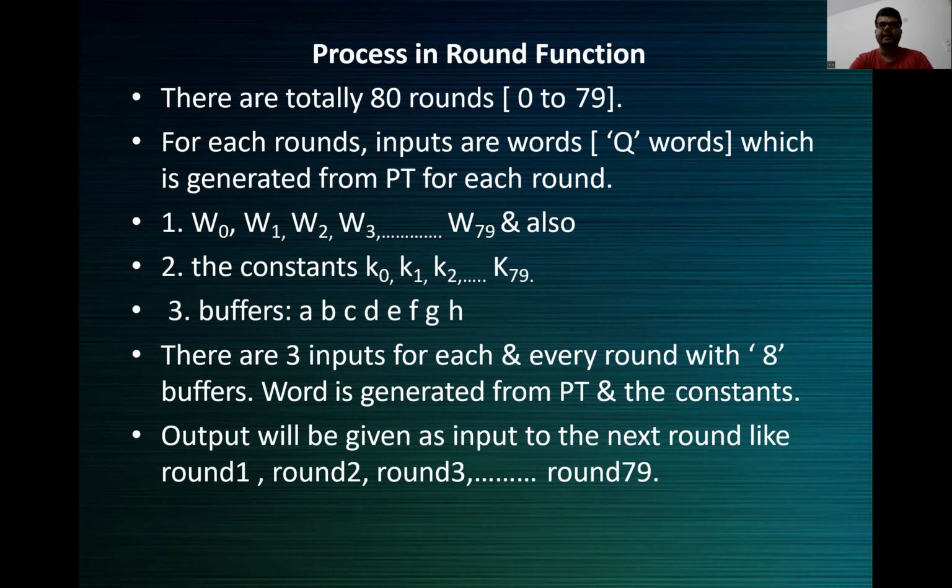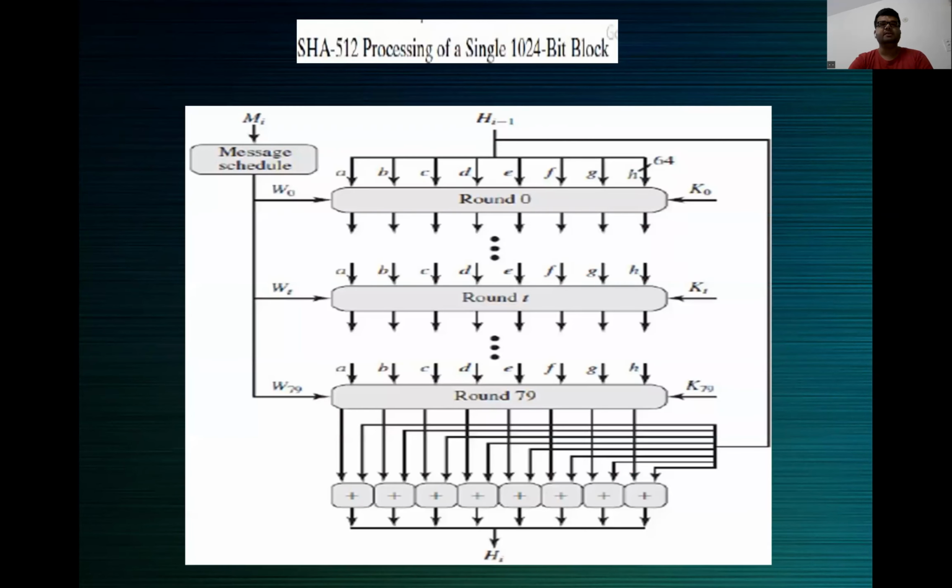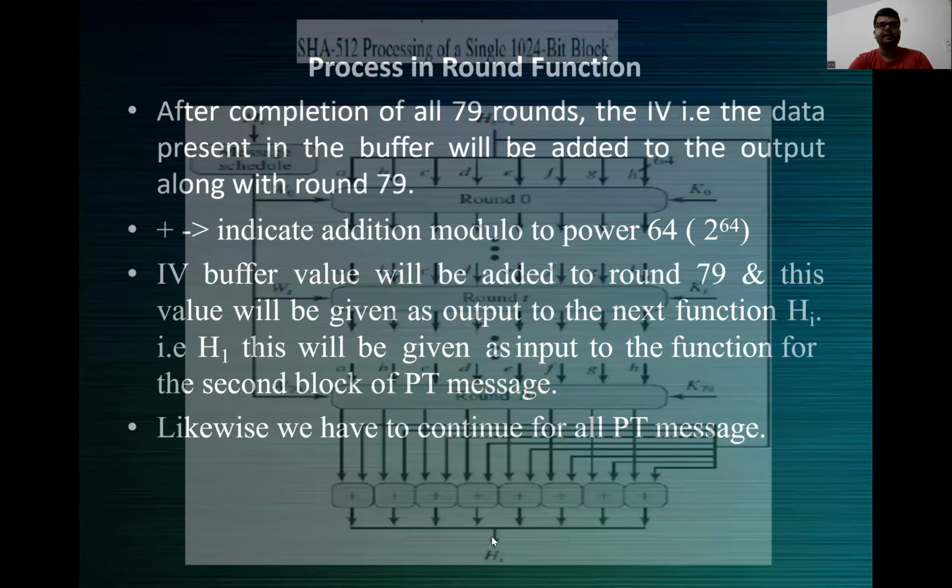till round 79. So as you can see here, the SHA-512 processing of a single 1024-bit block diagram is shown here, in which the message schedule is right here. And these are the rounds till 79. And these are the constants, and this is the hash code. So moving on to the next thing.